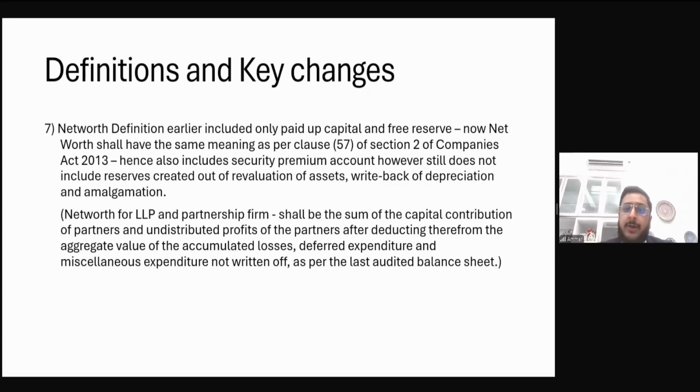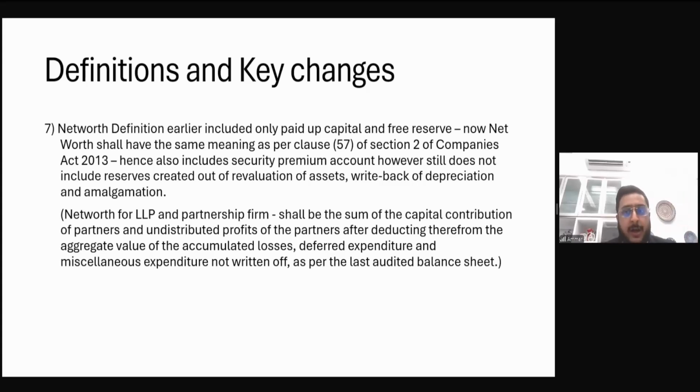The definition of net worth earlier included only paid up capital and free reserves. But now net worth will have the same meaning as per Section 2 of the Companies Act. Hence, it will also include the securities premium account. So it increases the chances of a higher limit for your ODI, because while calculating the net worth for this 400%, you can also include the securities premium account as per Section 2 of the Companies Act.